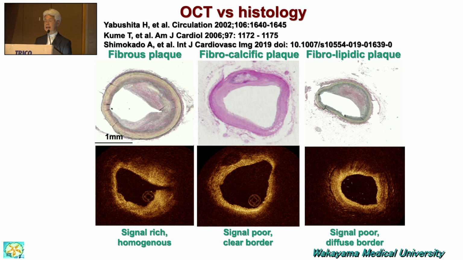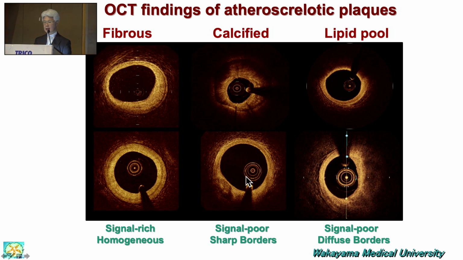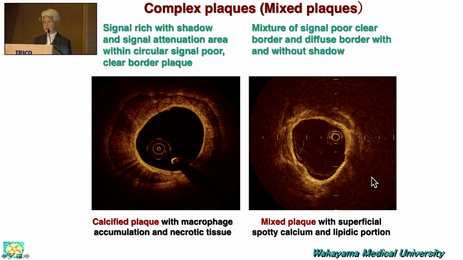So it's quite easy. And this is a clinical case. Here you can identify some fibrous plaque. This is almost normal. And severe calcification, more than 360 degrees. And here is a spotty calcium and lipid plaque with a diffuse border. We cannot see behind this lipid, and also you can identify fibrolipidic plaque.